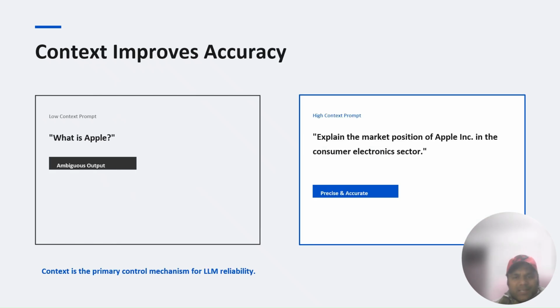So when we add context like Apple company, the ambiguity disappears. This shows us something important. Context directly controls accuracy. The more specific you are, the better the output will be.